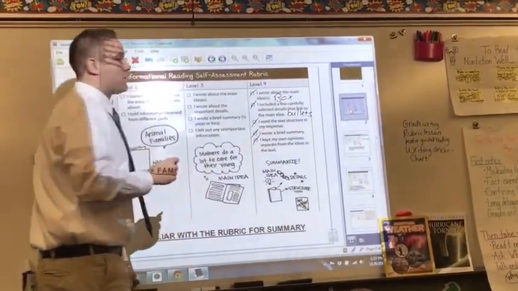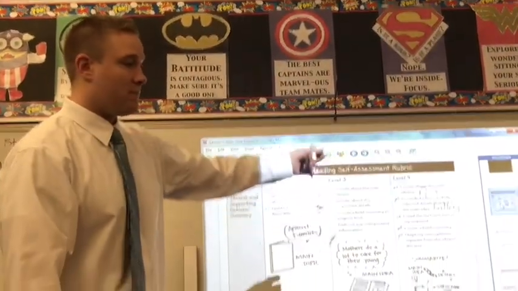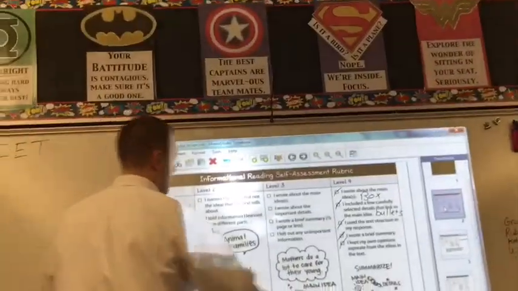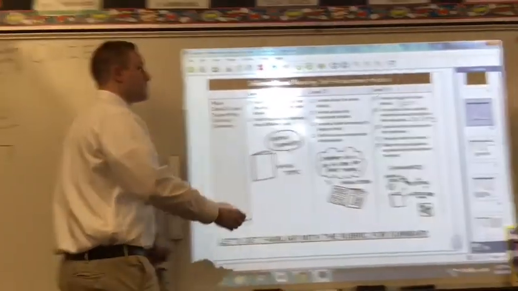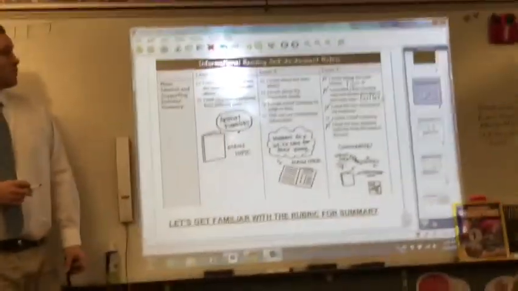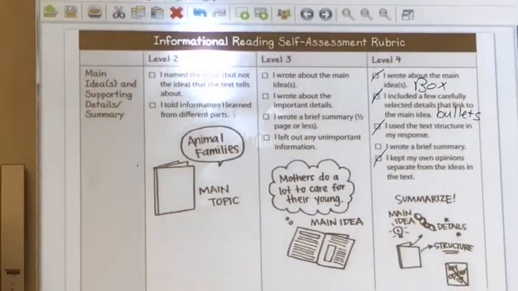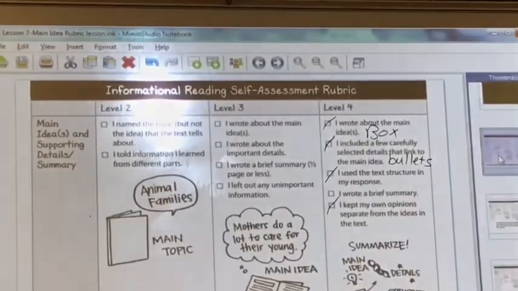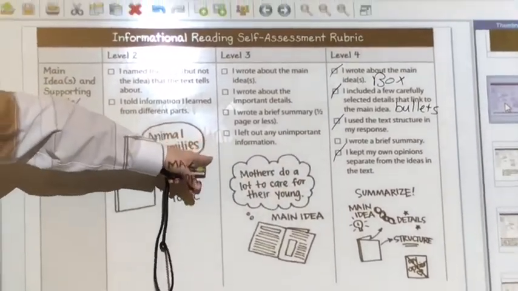I am willing to bet, from all the time we've spent on this, a lot of you guys are probably saying, oh yeah, I've done all that. But let's pretend we didn't. Let's pretend we didn't write a brief summary. Then you would go to level 3. Did you write about the main ideas, or idea? Did you write about the important details? Did you write a brief summary? Notice it says half page or less on this one. And did you leave out any unimportant details?